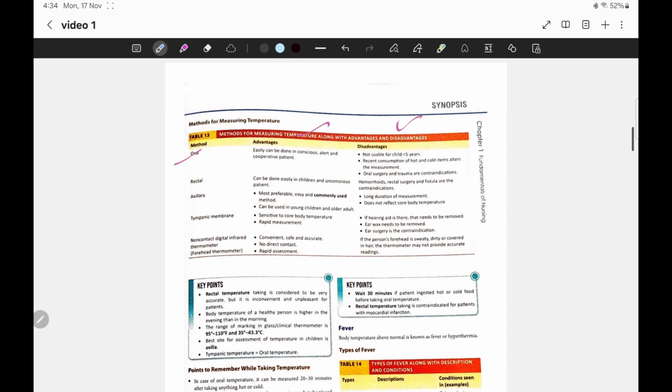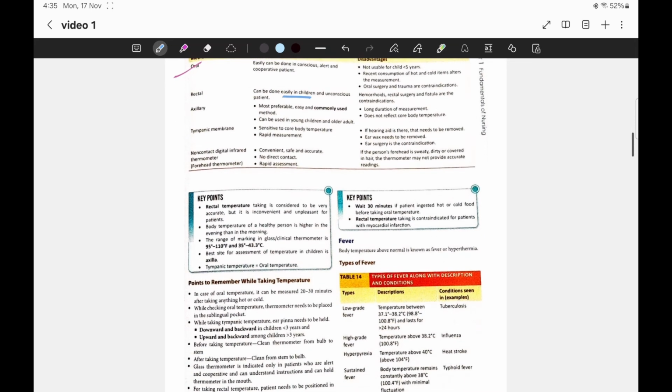Rectally it is also done in children to check anal patency just after birth in newborn assessment, to check whether anal patency is maintained or there is any abnormality after birth. Tympanic is for checking the ear, whether any wax deposition or impaction is present. And the forehead thermometer is used for persons with dirty hair, or where it's not safe to touch, to prevent any contamination. That is the point.